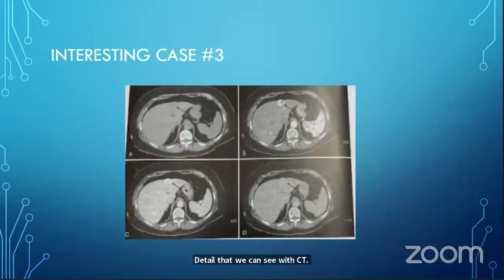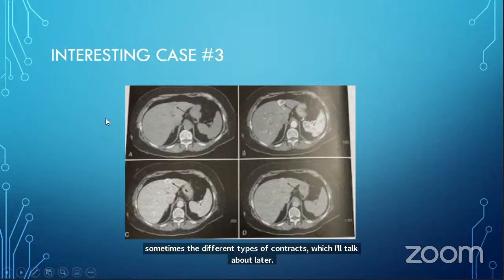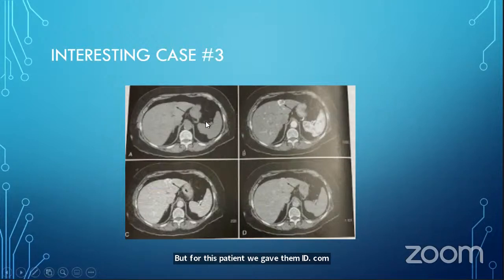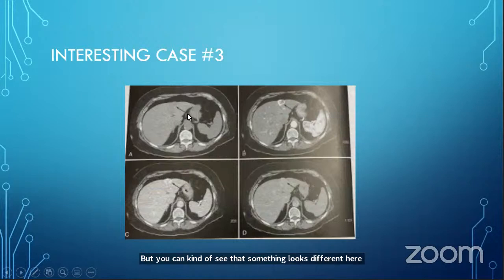Here's another interesting case. This is a hemangioma of the liver. So what happens in CT is we give patients IV and oral contrast, and sometimes a different type of contrast, which I'll talk about later. But for this patient, we gave them IV contrast. And in this first picture, there is no IV contrast at all. We can see that because there's no brightness right here in the aorta. But you can kind of see that something looks different here in the liver, and that's where the arrow is pointing to. So that's a hemangioma.